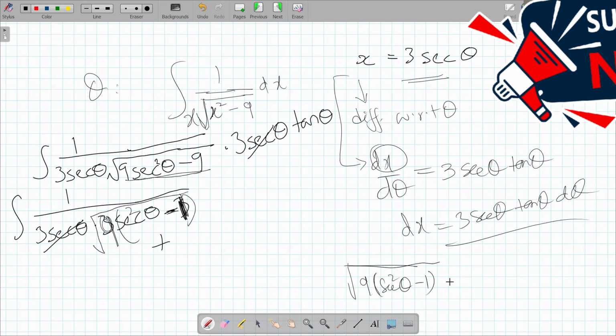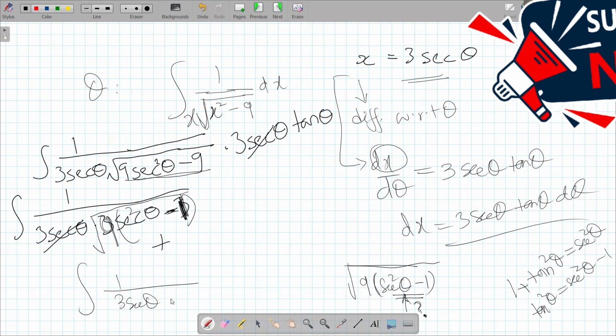Oh, I see. Then sec square theta minus 1 is equal to what? It is tan square theta. This is the second identity: tan square theta is equal to sec square theta minus 1. So you will just put tan square theta there. That denominator makes sense.